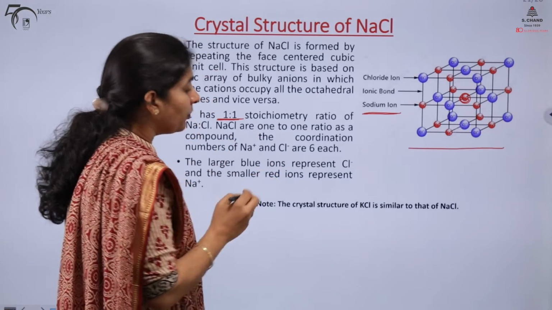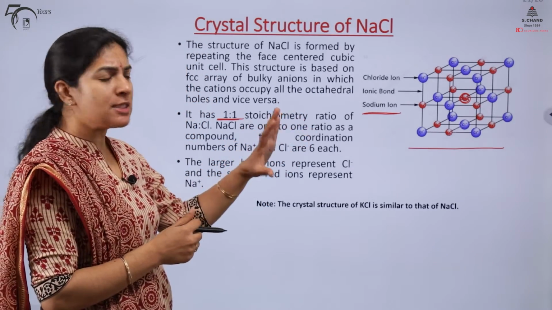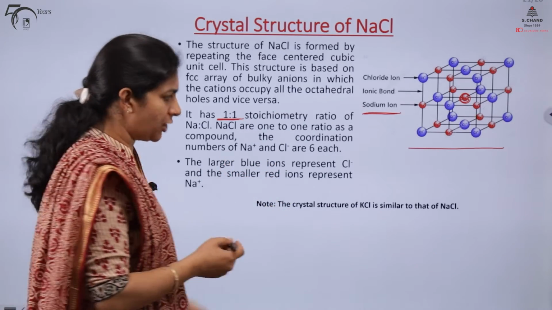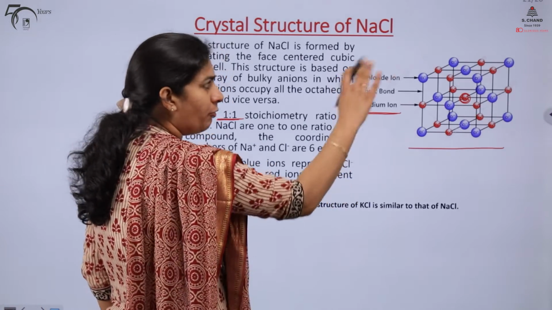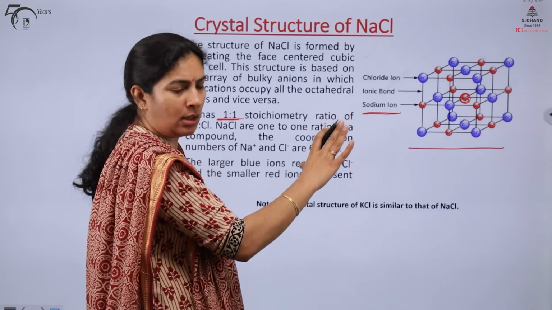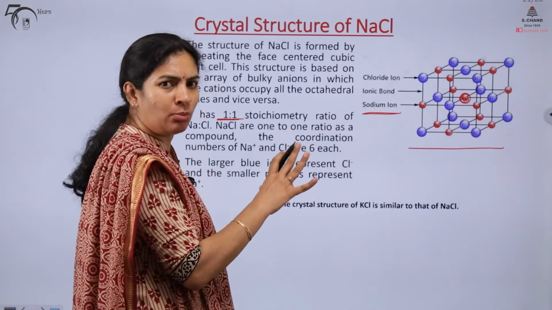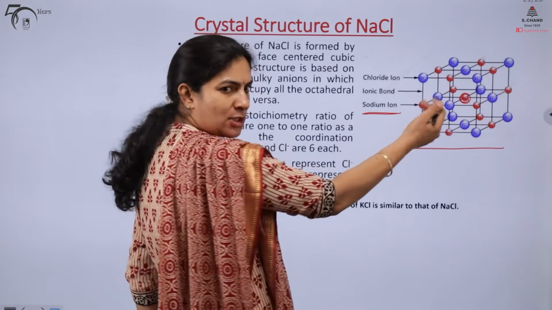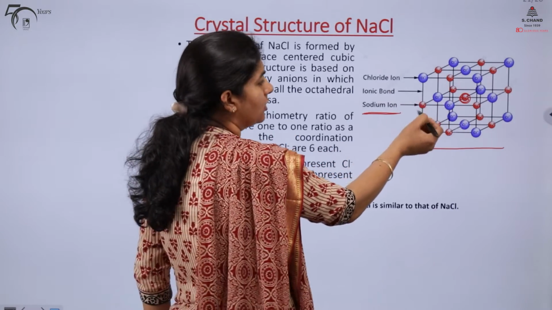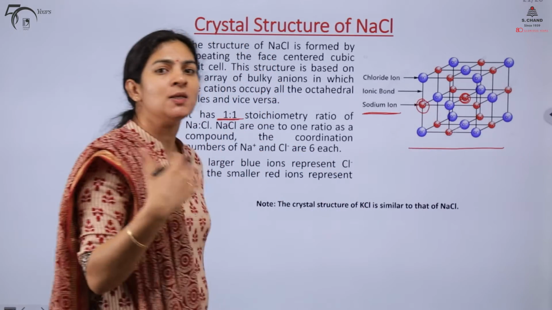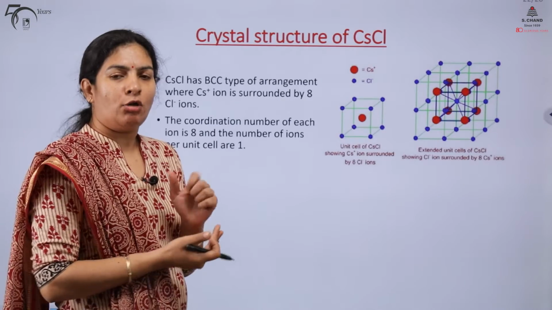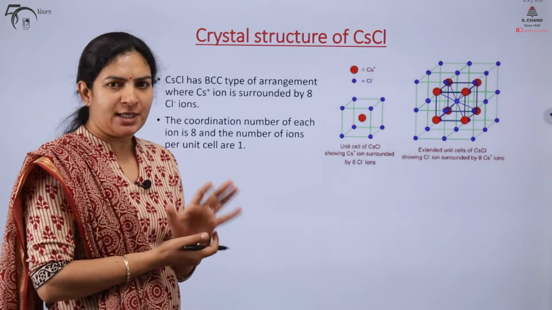Now, we can have a similar kind of solid, which is KCl, potassium chloride. The structure of potassium chloride will be identical to that of sodium chloride. The only difference is that the sodium ions will be replaced by potassium ions, and therefore the size of these ions will be slightly different, right? So one example of FCC arrangement we've already seen.